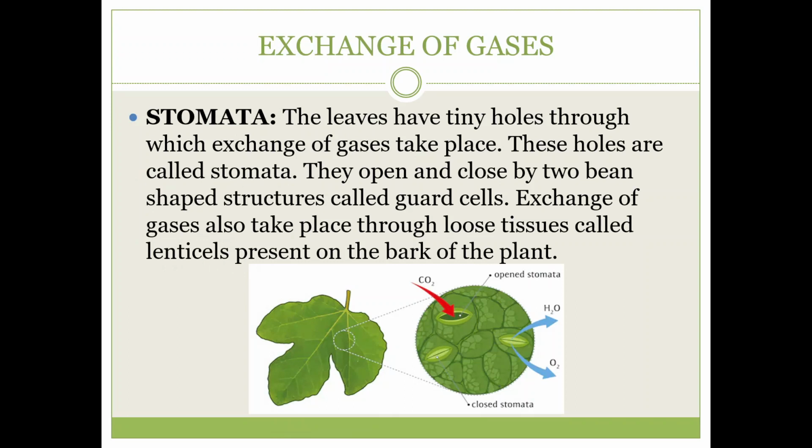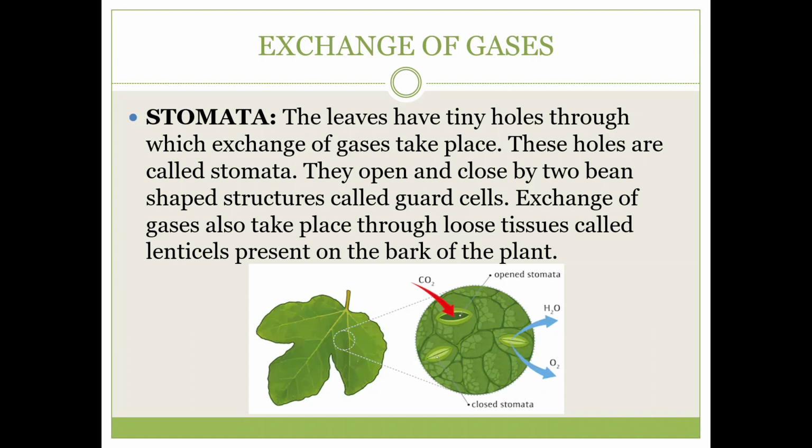The next important thing needed by plants for photosynthesis is carbon dioxide. Carbon dioxide is taken by the plants from the air through stomata, which are also called the nose of the plants. Now, what are the stomata?